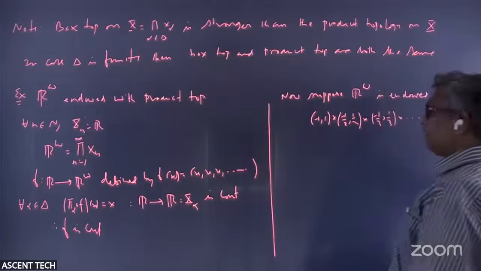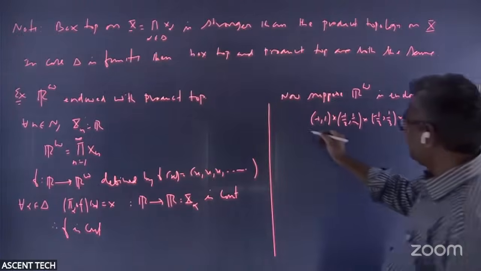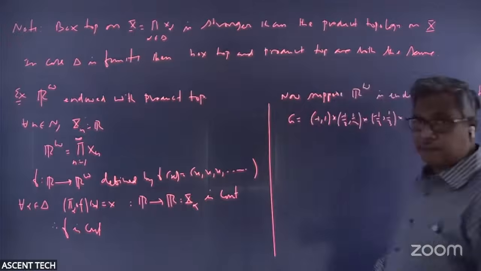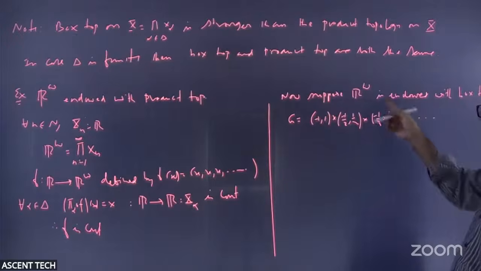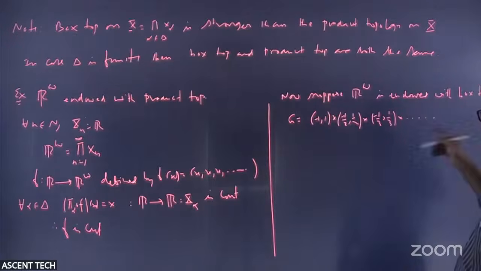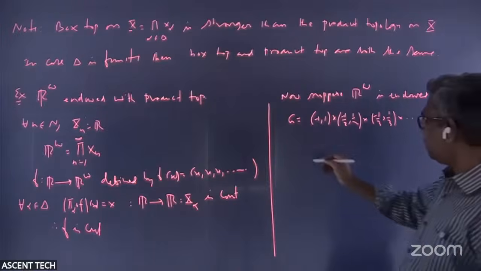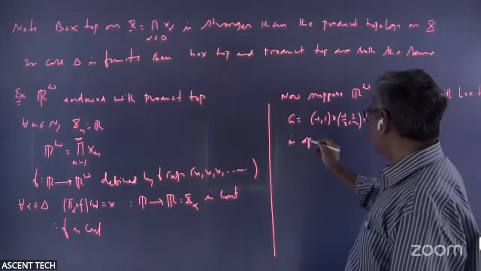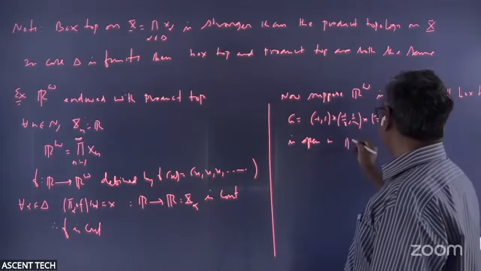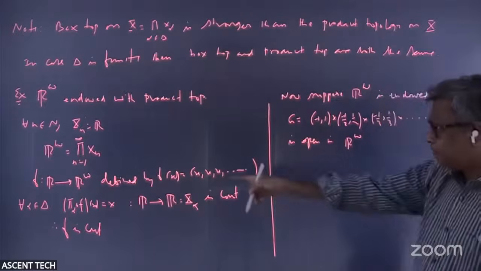You have countably many. Let's look at this set G. It is open in R omega because all the components are open sets. Infinitely many components are open sets. So it is open in R omega, and that's the same function f.